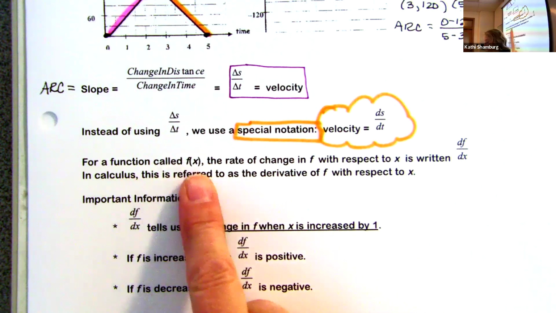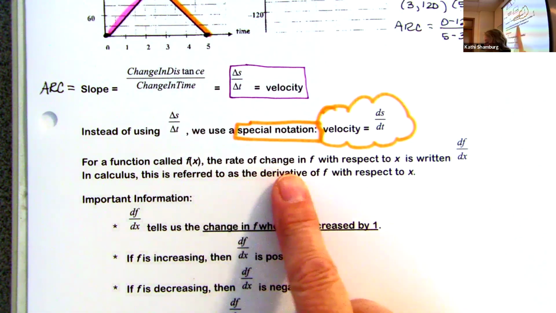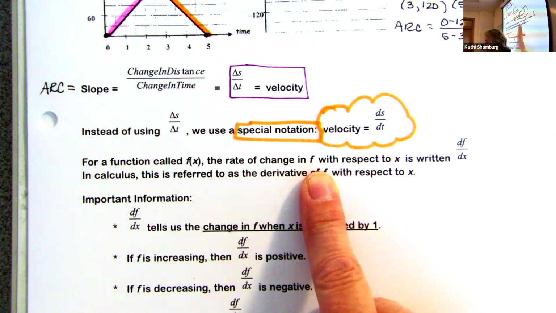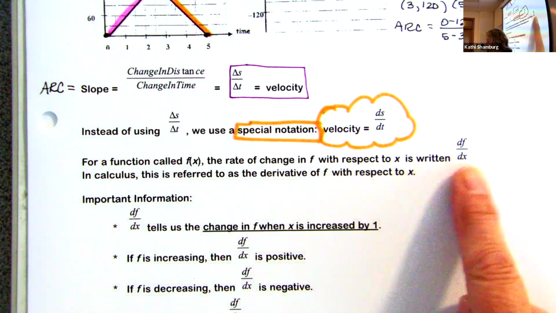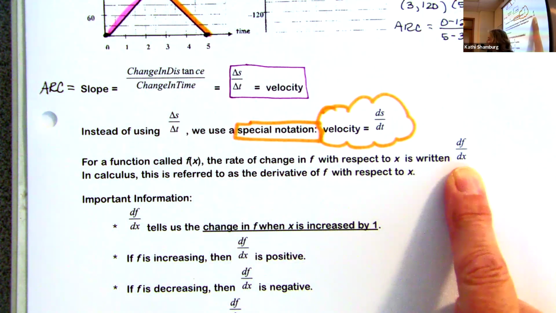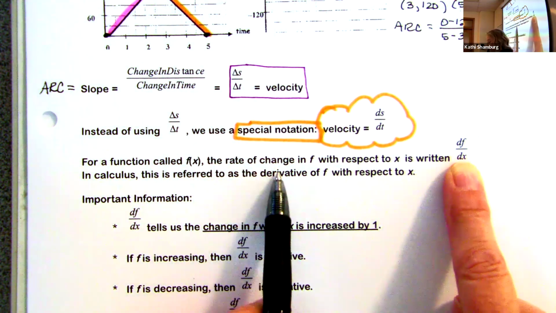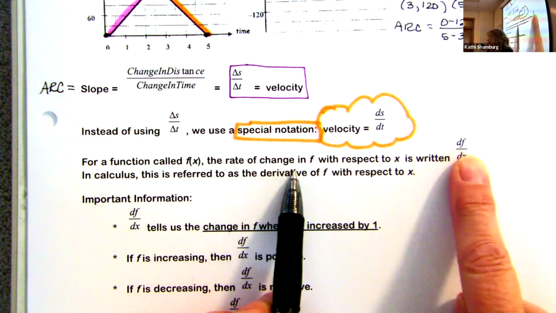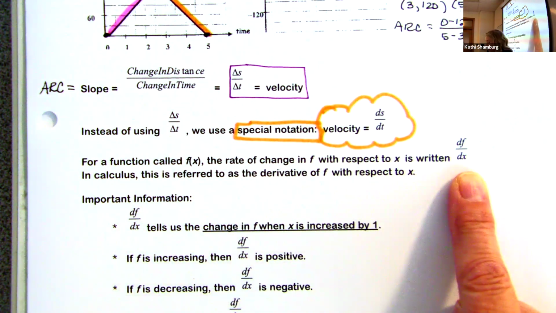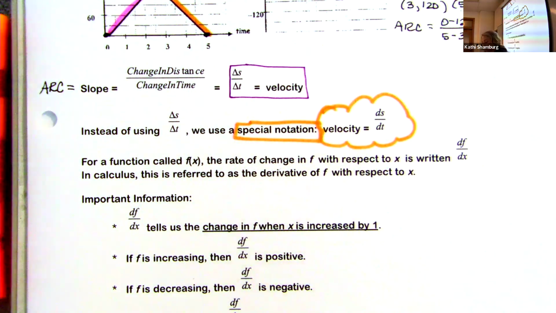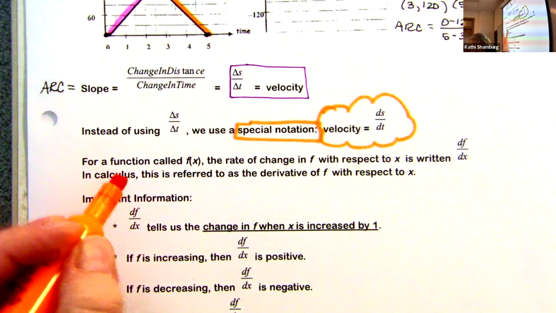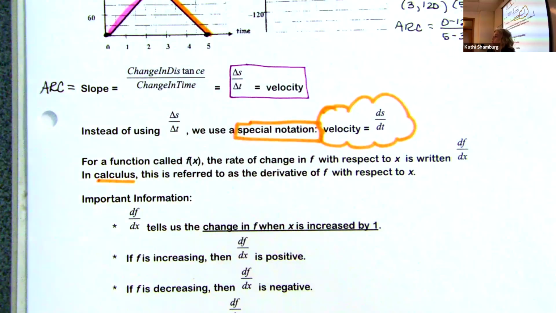For a function called f of x, the rate of change in f with respect to x would read df dx, where f is your function, x is your variable. So it is the rate of change for f with respect to x. So this is actually some terminology that we use in calculus.